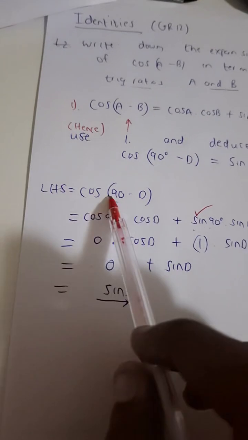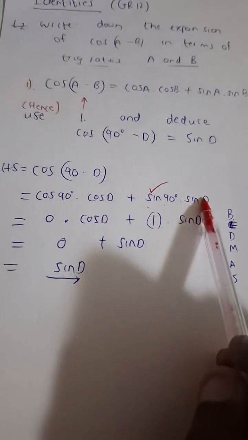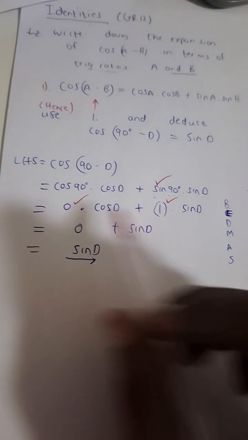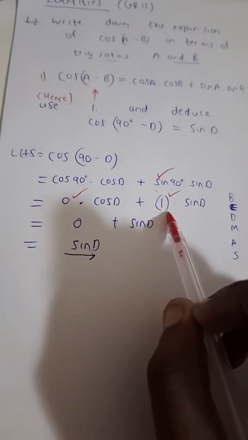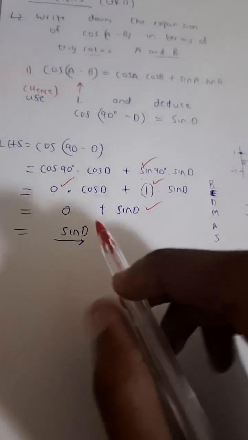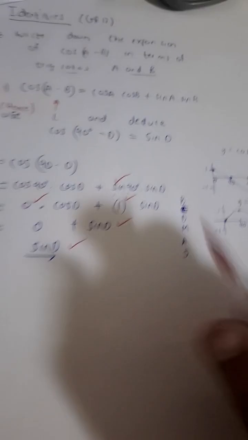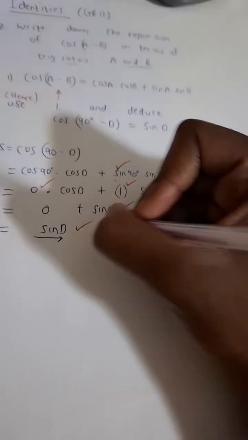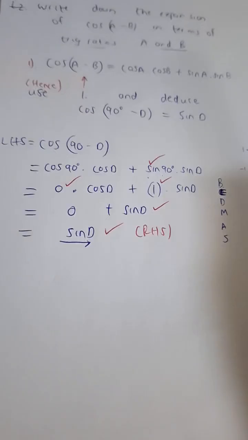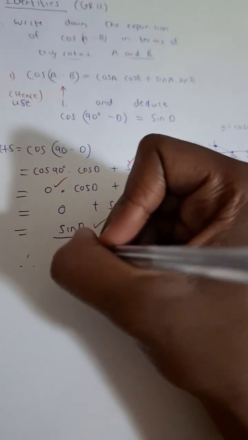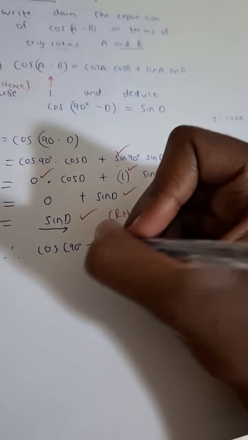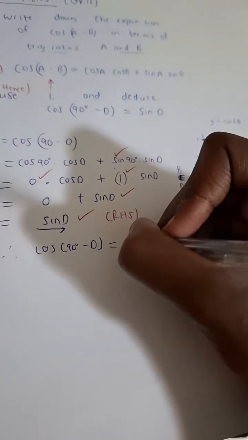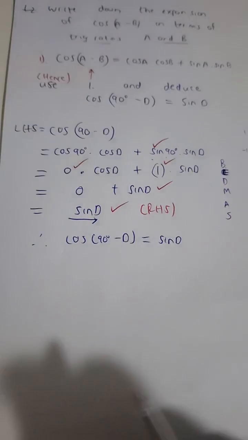So we grabbed the left-hand side, we expanded it, we got these values. For cos 90 is 0, sine 90 is 1. We used BODMAS so that we can evaluate, and then 0 plus sine d is equal to sine d. Look at that. That's what we wanted. So that is the right-hand side. So we were able to prove, indeed, that cos of 90 degrees minus d is equal to sine of angle d.